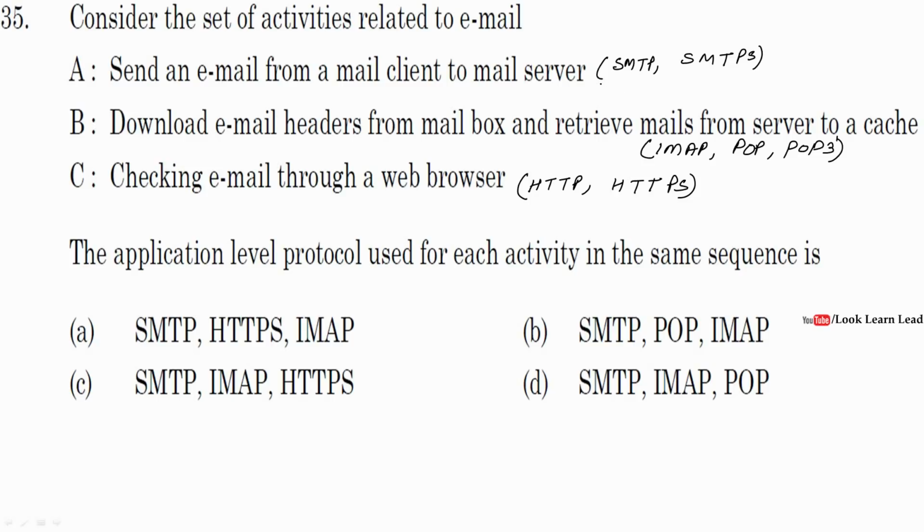The first is SMTP. Second is either IMAP or POP. IMAP is over here, POP is over here, so either of the two. And third is HTTP. Here it is not HTTP, so it is C. C should be our answer. So you have to remember these things, okay?